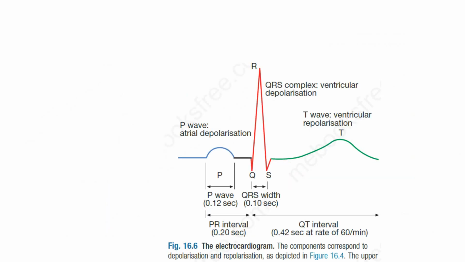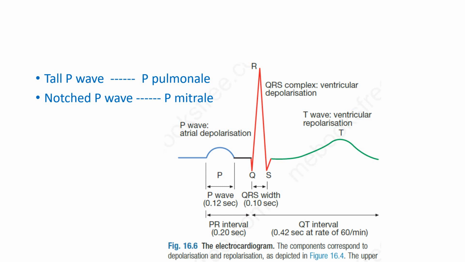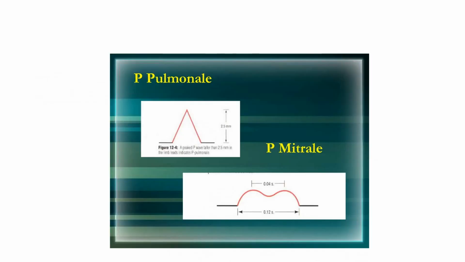Tall P wave due to right atrial enlargement and known as P pulmonale. Notched P wave denotes left atrial enlargement and called P mitrale. This tall P wave and this notched P wave.